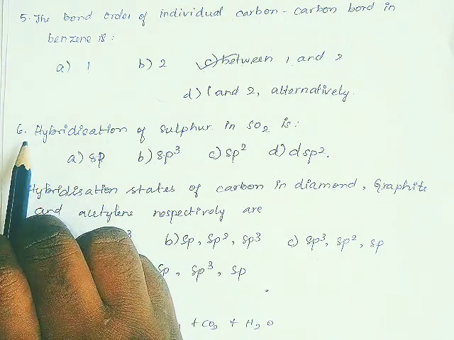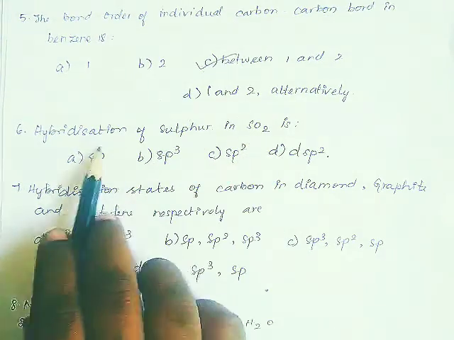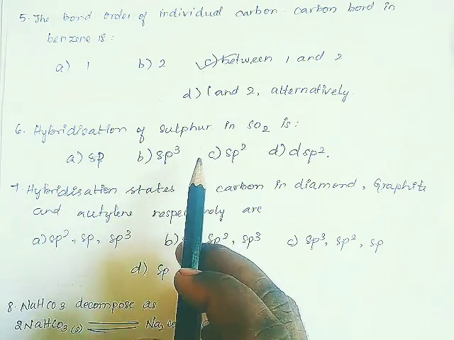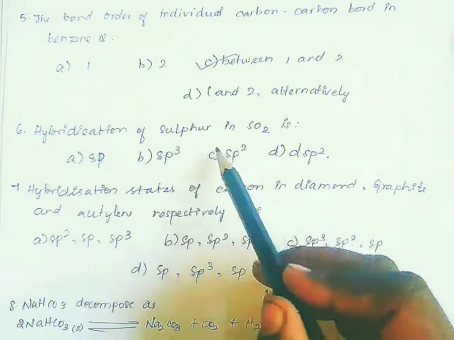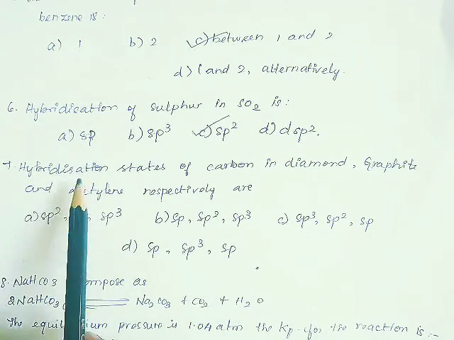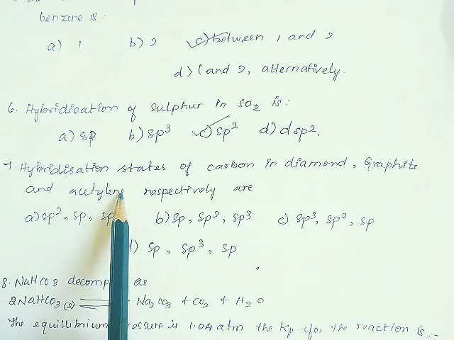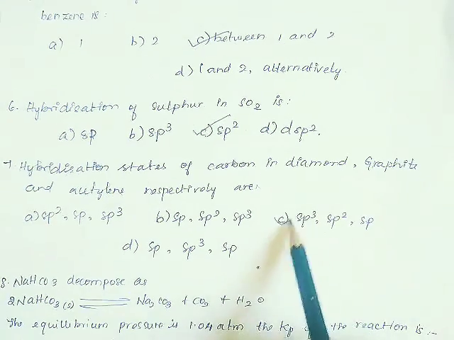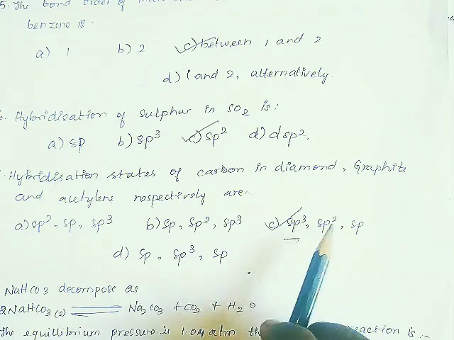Next, sixth question. Hybridization of sulfur in SO2 is option A sp, option B sp3, option C sp2, option D dsp2, and the correct answer is C, sp2. Next, seventh question. Hybridization states of carbon in diamond, graphite and acetylene respectively are, and the correct answer is option C, sp3, sp2, sp.